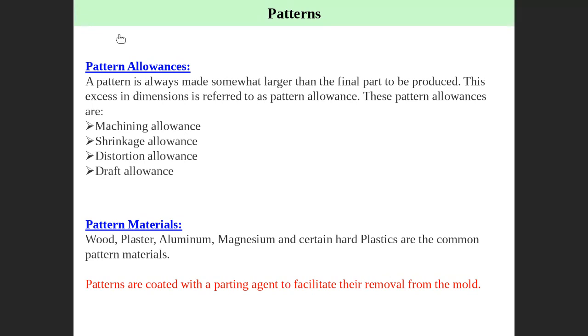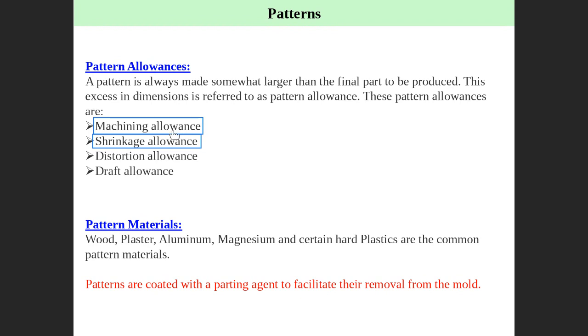This is what we call shrinkage allowance. This is a shrinkage. We need to add shrinkage allowance. What else? We need to add also what we call machining allowance, because after casting finishes, we need to do machining. As I told you, we need to do some machining. We need to remove some layer. This one I told you last chapter. After casting, we need to do machining. Machining means cutting.